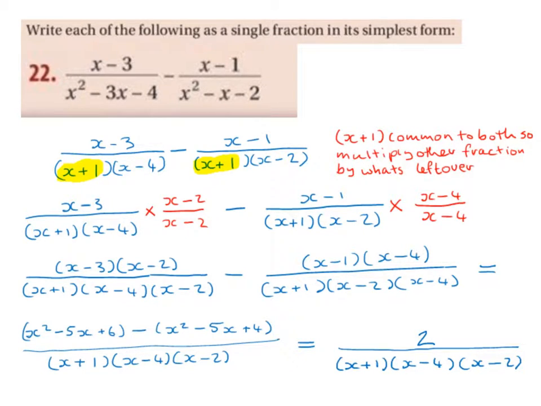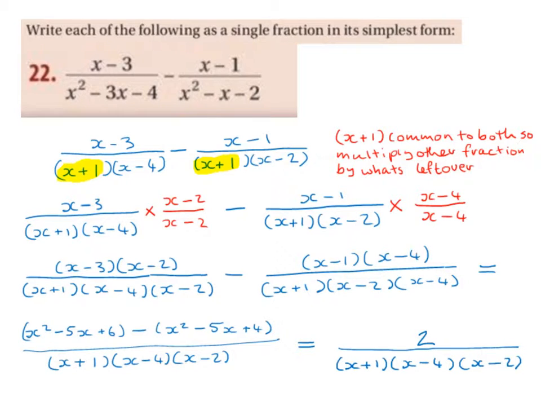So have a look at the two denominators. We have (x plus 1)(x minus 4) and (x plus 1)(x minus 2). Notice that the highlighted factors are the same. So x plus 1 is a common factor to both, so we multiply the other fraction by what's left over. What we want to do is put x plus 1, x minus 4 and x minus 2 together to create one big common denominator. And we can see it down here in this step. So (x plus 1)(x minus 4)(x minus 2) is the common denominator.